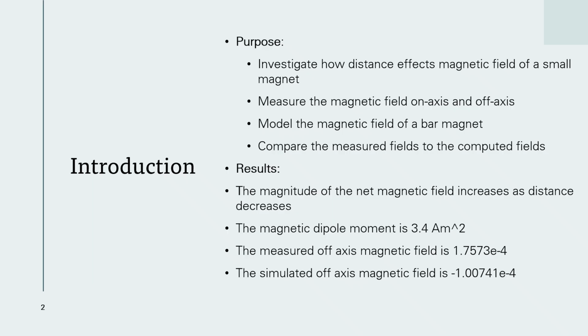The magnitude of the magnetic field increases as distance decreases, and the magnetic dipole moment was calculated to be 3.4. The measured off-axis magnetic field is 1.757 e to the negative 4, and the simulated off-axis magnetic field is 1.00741 e to the negative 4.